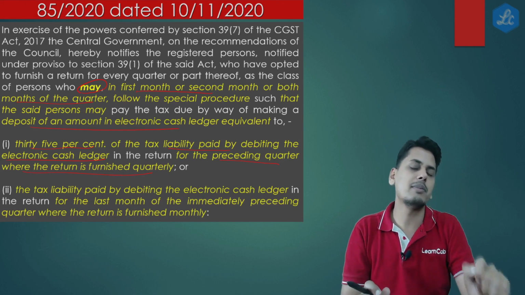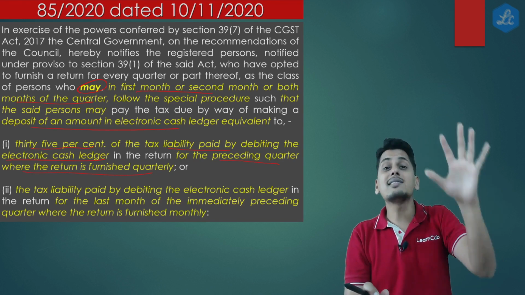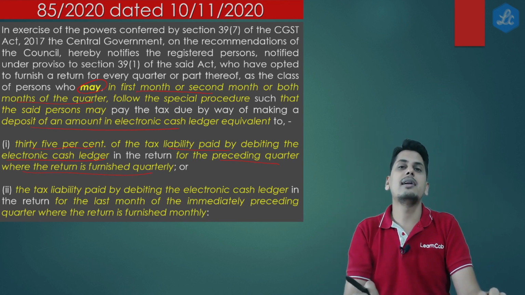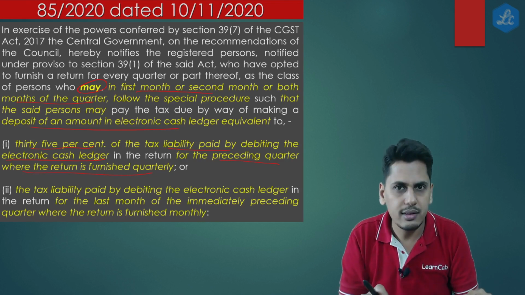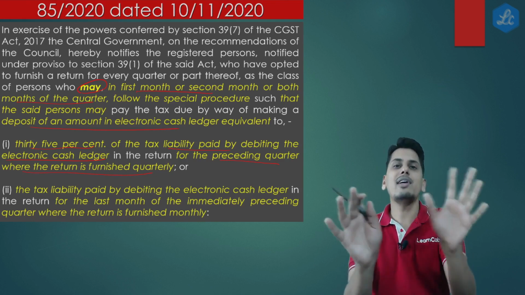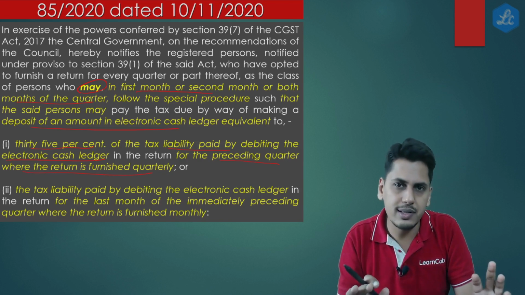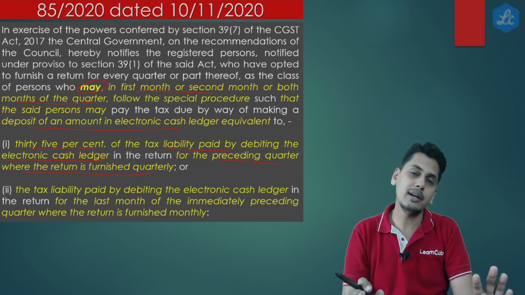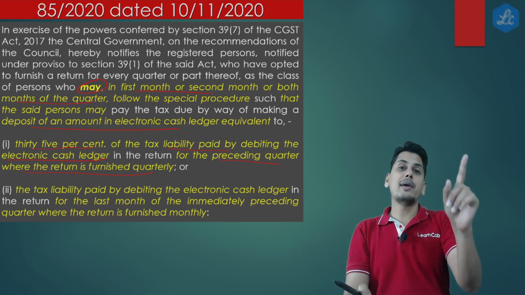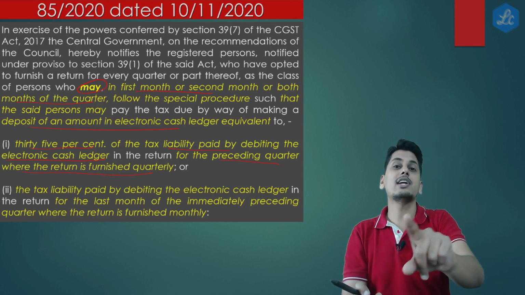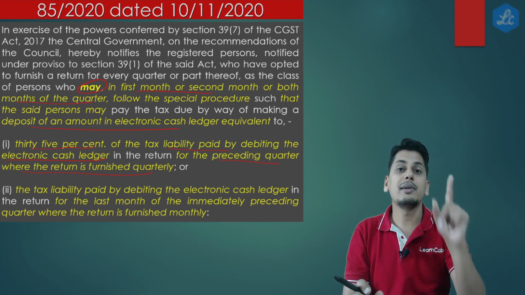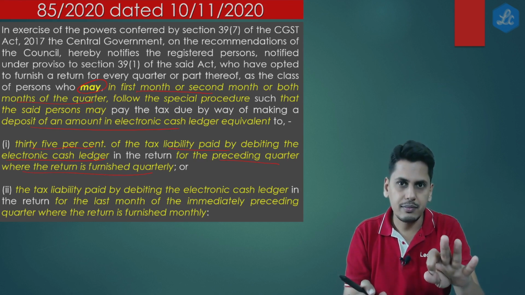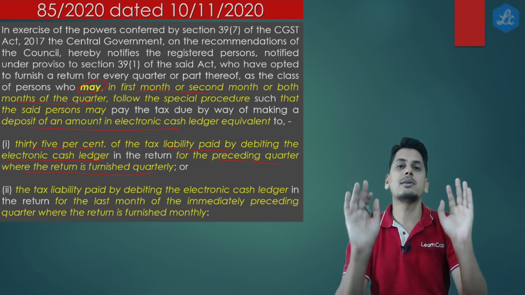Why are they saying multiplied by 35%, friends? Because that liability is for 3 months. You need to find out the liability for 1 month. Therefore, average should be somewhere 33.34%. They are rounding it off to 35%. I repeat, whatever you have paid by debiting the electronic cash ledger for the preceding quarter's return, that one is for 3 months. You need to find out how much you are supposed to pay for April.